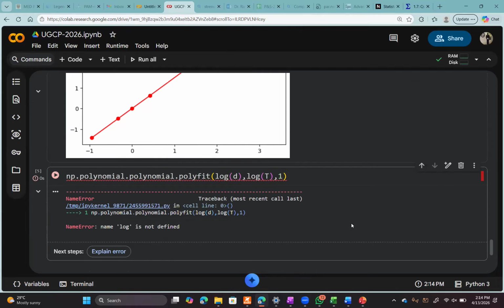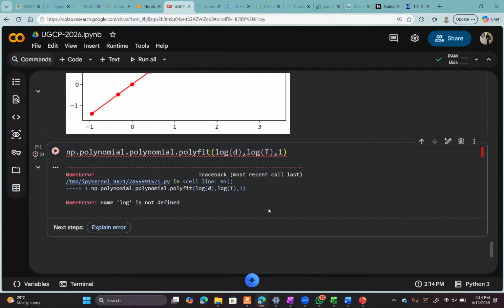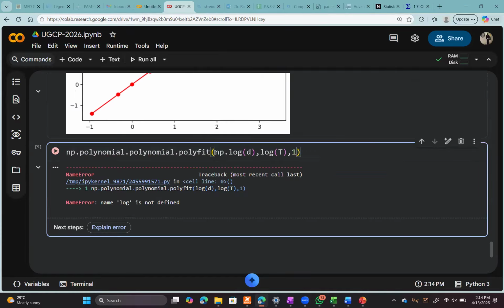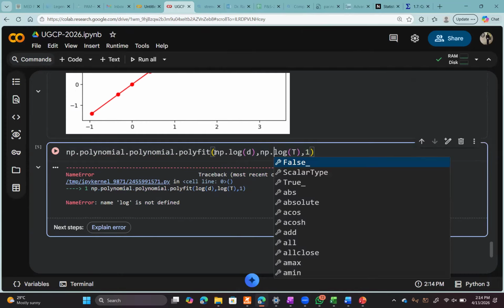Okay, so log is not defined. Yes, this is an error. I require the log to be called from numpy because I'm using the vectors.